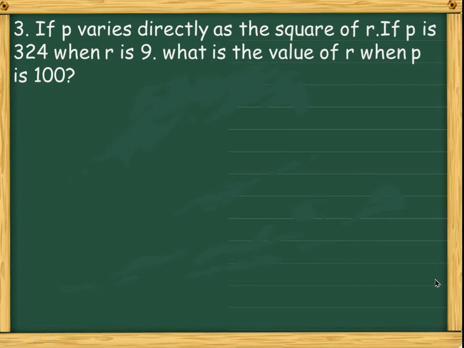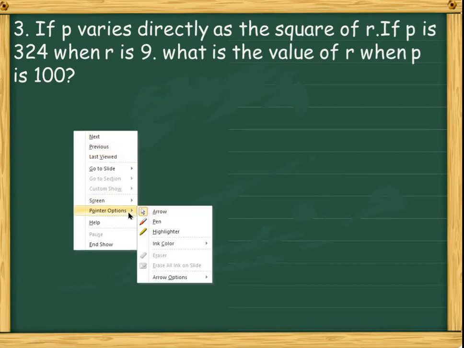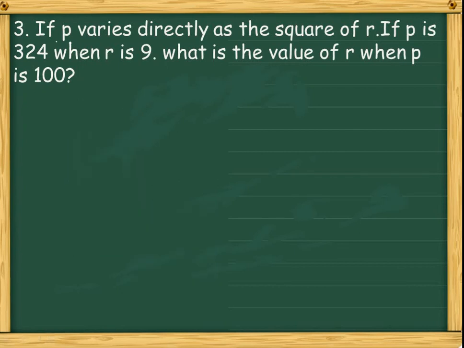Let's have item 3. If p varies directly as the square of r, if p is equals to 324 when r is 9, what is the value of r when p is 100? Okay, so step 1, translate lang po natin yung unang statement into equation.